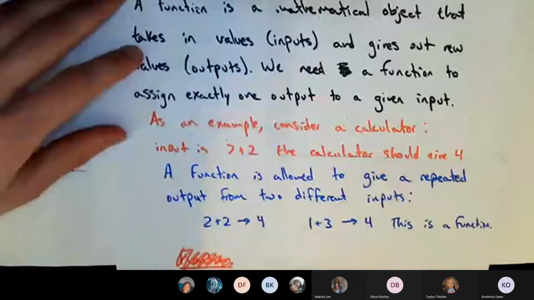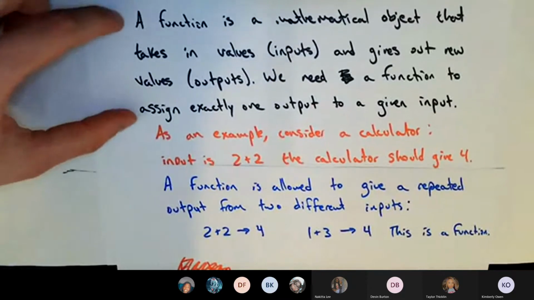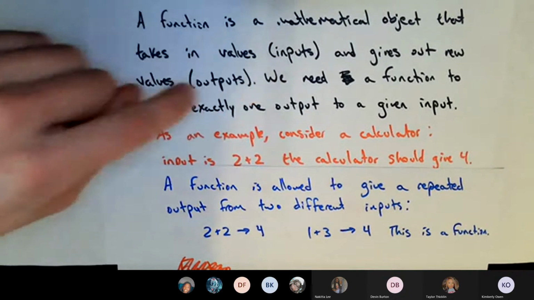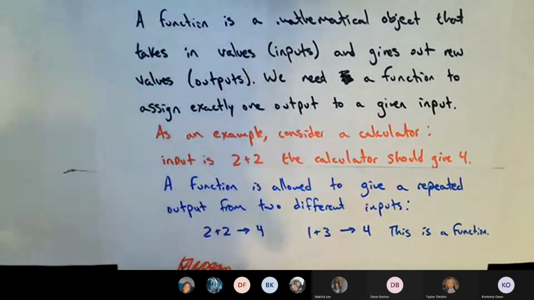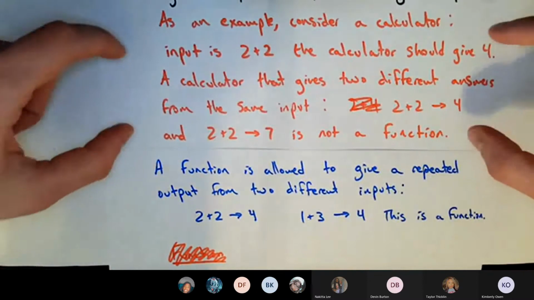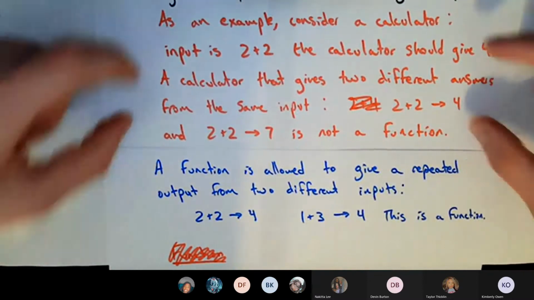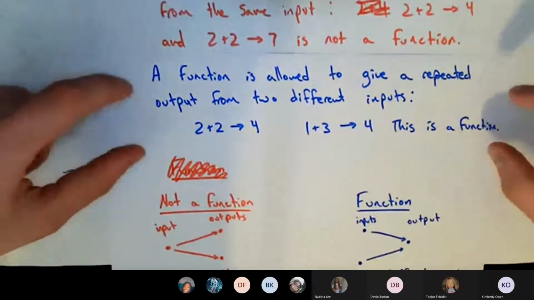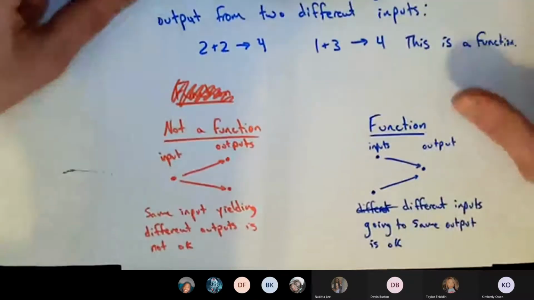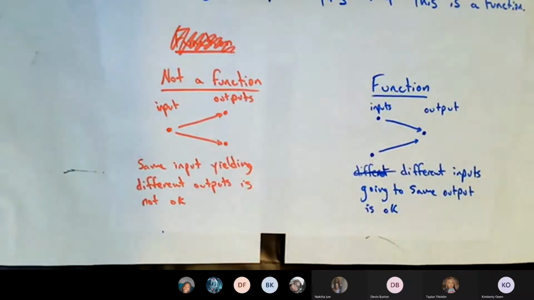So what have we got so far? We've got a verbal description, kind of layman's terms idea of what a function is. We need a function to assign exactly one output to a given input. Then a little calculator example of something that would be not a good function, not a function at all. An example of something that is allowed in a function, and then a little picture that puts that all together.